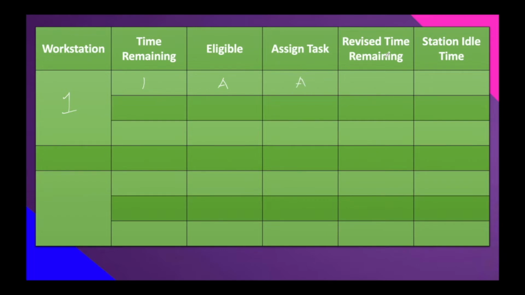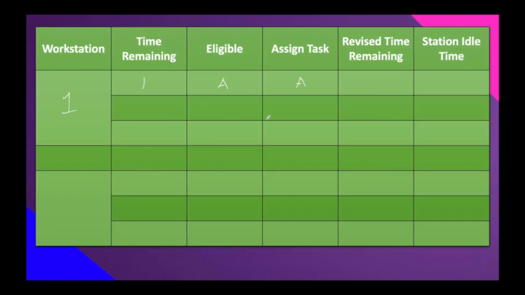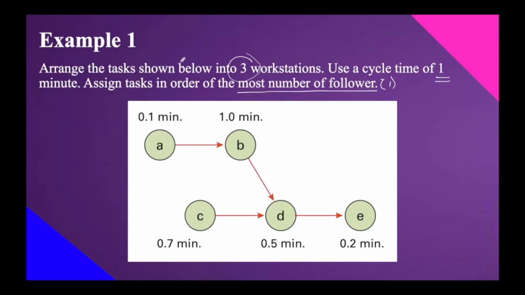Okay, revised time remaining: since task A is 0.1 minute, we have 0.9 minutes na natitira. Station idle time, wala pang idle time dahil we are just maximizing the workstation. Now we have 0.9 minutes na time remaining, and the eligibles now are, kung titignan ninyo, pwede natin idugtong si B and si C.